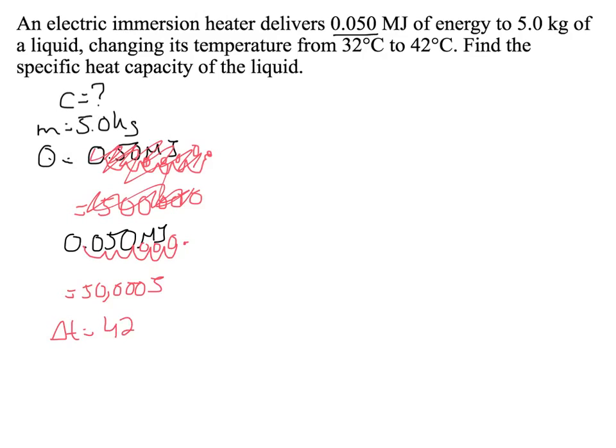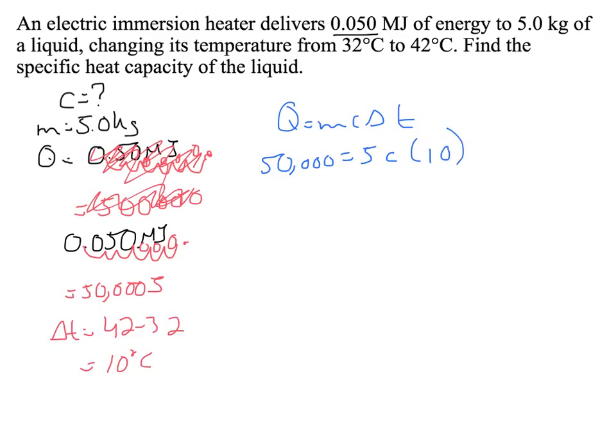which is 42 minus 32, which is 10 degrees Celsius. Now we're ready to put into our equation. Q equals mc delta T, 50,000 equals 5 C times 10. C is going to equal, when you do your rearranging, 1.0 times 10 to the 3. And that's joules per kilogram degrees Celsius.